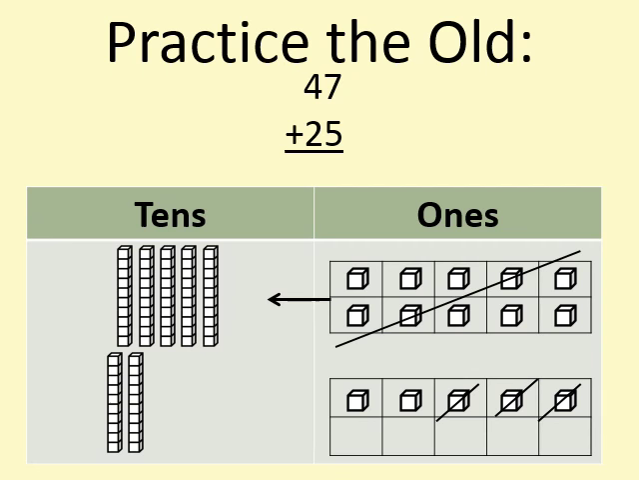Now I don't have to worry about those ones anymore, so I can now count my tens and my ones. My ones have 1, 2 ones. My tens, I have 1, 2, 3, 4, 5, 6, and 7 tens. So my answer will be 72.